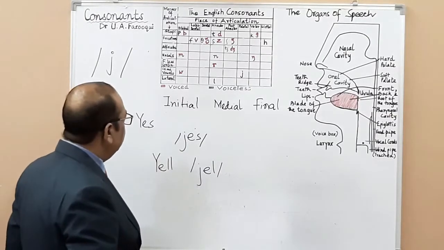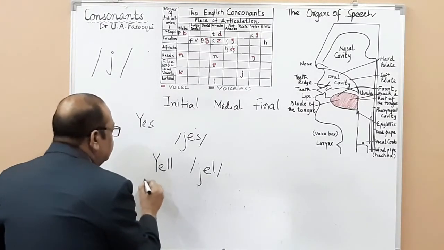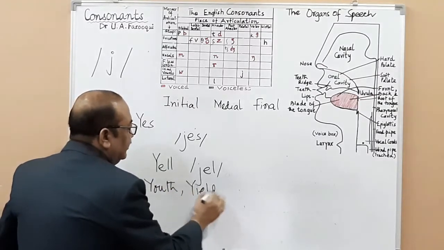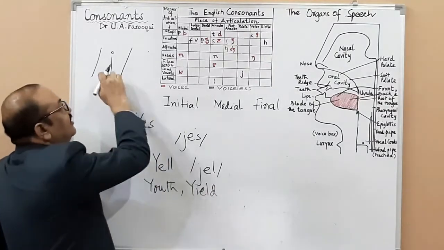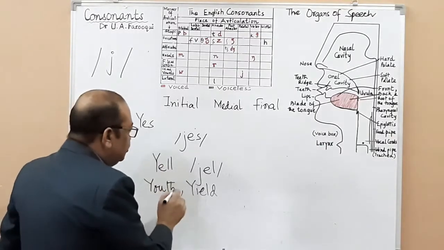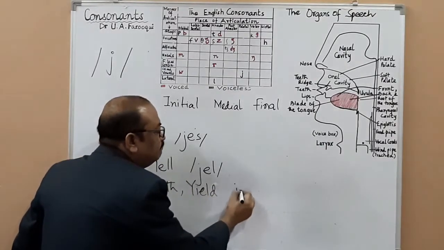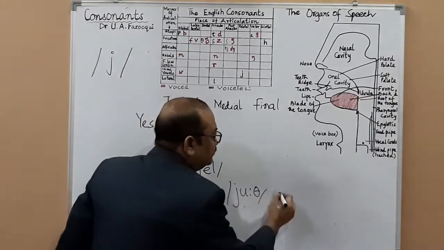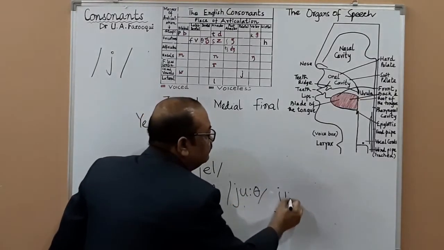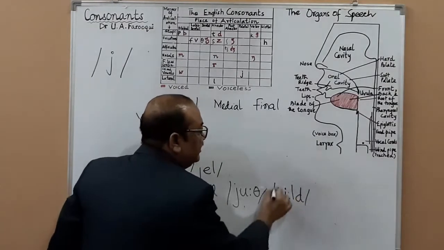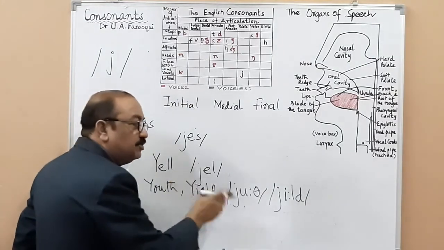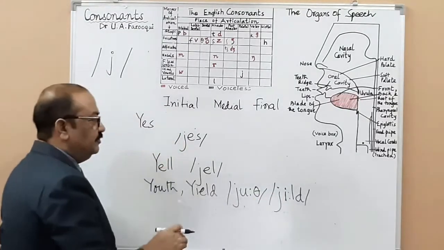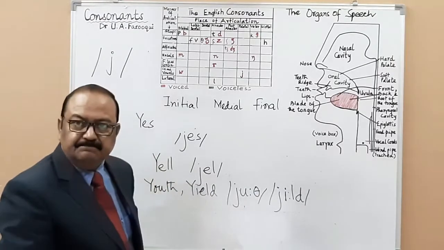Tell me one more word. Yield, for example. Youth. Wherever you have the y sound in the beginning, you have this symbol coming in the beginning. How would you write youth? Y, long u, and th. This is youth. And yield, you would write like this. Many mispronounce it. I told you earlier also. This is fine. This is initial. Initial is okay. Yes, sir.